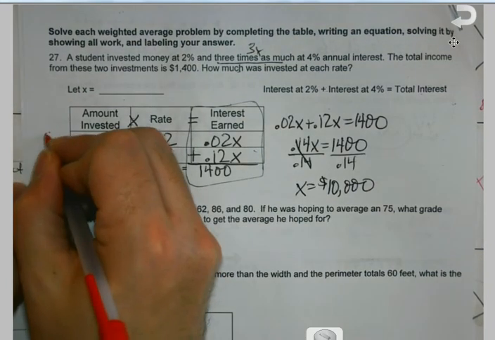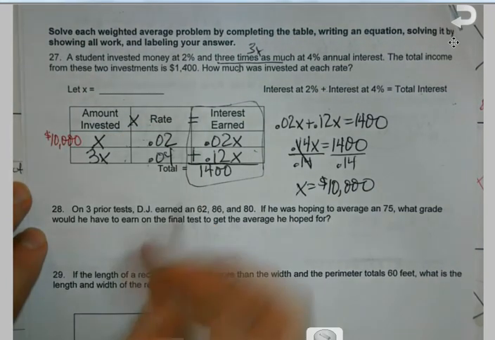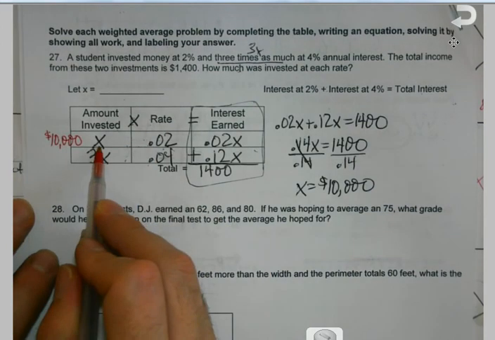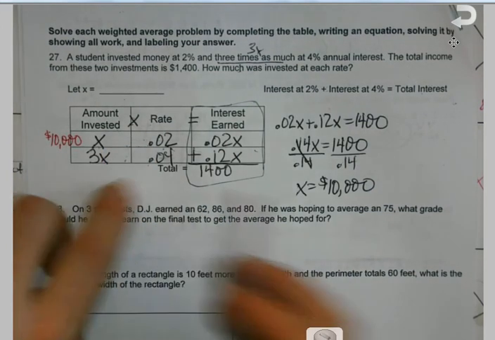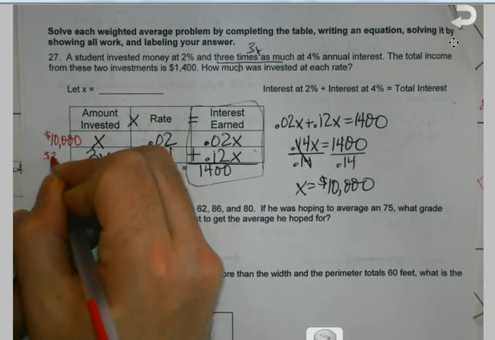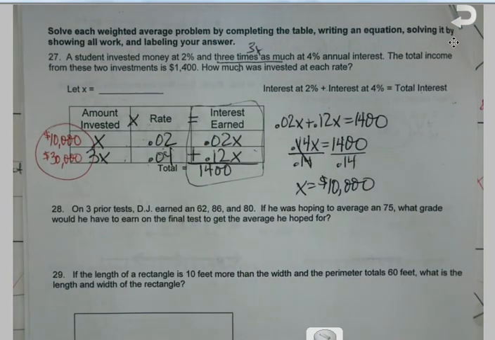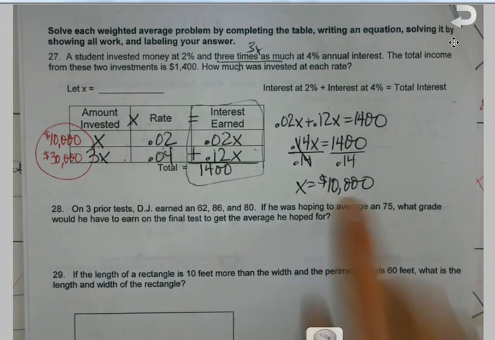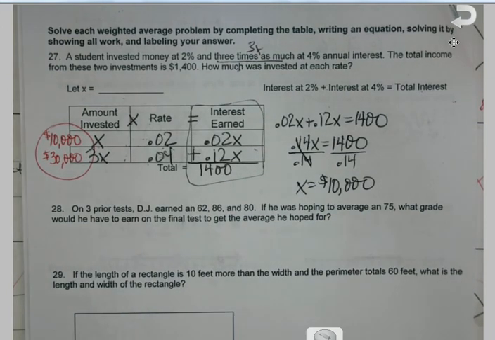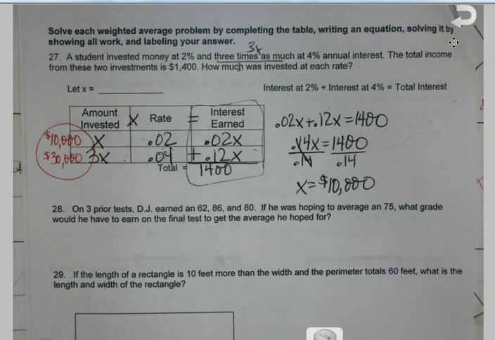So it looks like there was $10,000 invested at the 2% because it was just X. And then 4% is 3X. 3 times 10,000 would be 30,000. So it's great that I figured out what X is, and that's important because I need that to get to the answer, but I have to make sure I finish that off. Like if this is a 2-point question and I just got to X, I'd probably lose 1 out of the 2 for not getting that part done.